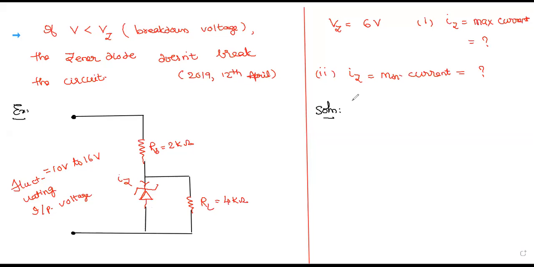So here what you have to do first, for IZ we have to calculate everything. We have to calculate first I. We require Vs. What is the Vs here? When V equals 16 volts, then Vs equals 10, and this is 6 volts, right? So V minus Vz, that is 16 minus 6, equals 10 volts.